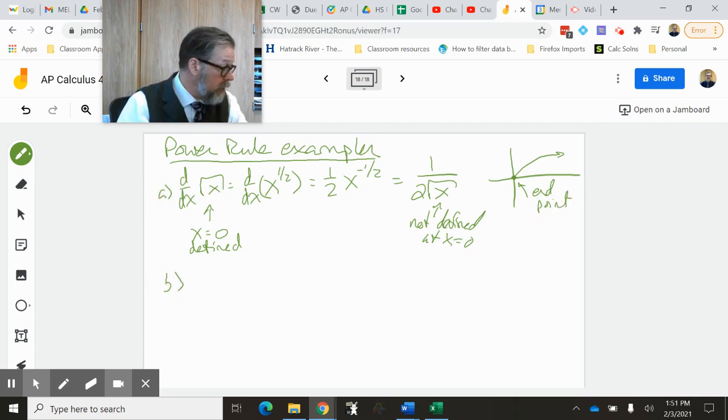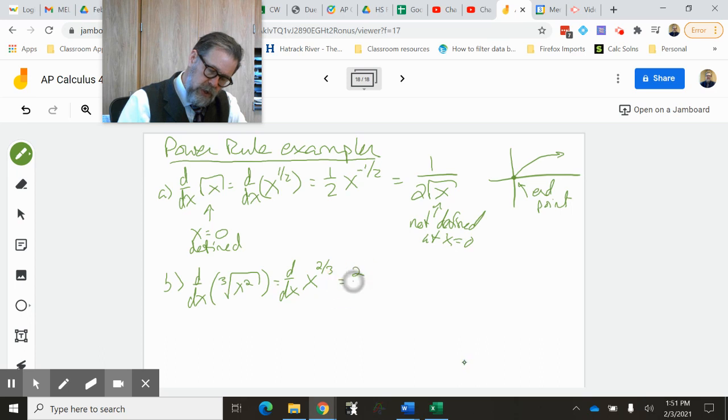Another example, the derivative with respect to x of the cube root of x squared. This is the derivative with respect to x of x to the 2/3, which is 2/3 x to the negative 1/3, which is 2/3 times the cube root of x.